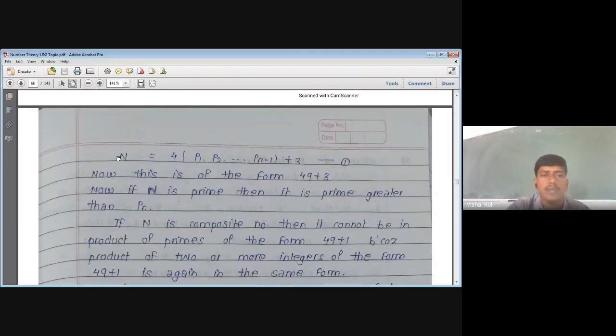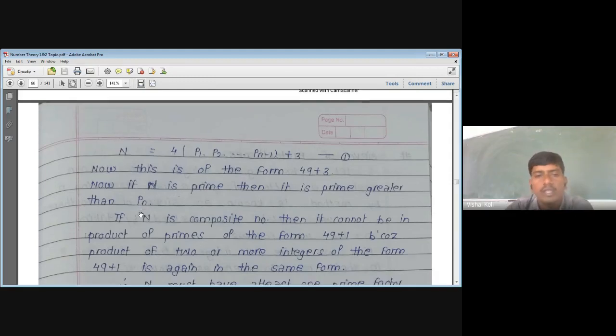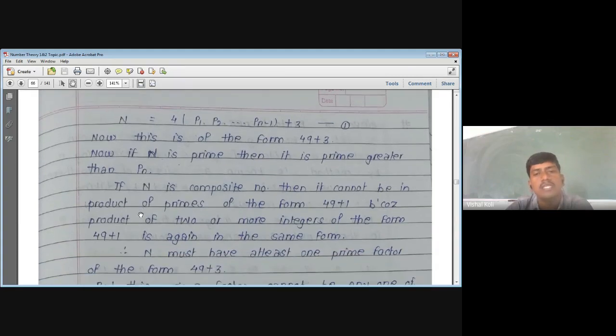Either this capital N is a prime number or it is a composite number. If capital N is a prime number, then it is a prime greater than pn, since capital N is 4 times the product of these n primes minus 1. Therefore, obviously capital N is greater than pn. And we have considered that there are only n primes of this form, which are nothing but p1, p2 up to pn. Therefore, this capital N must be greater than pn. Okay, now the second possibility, if N is a composite number.